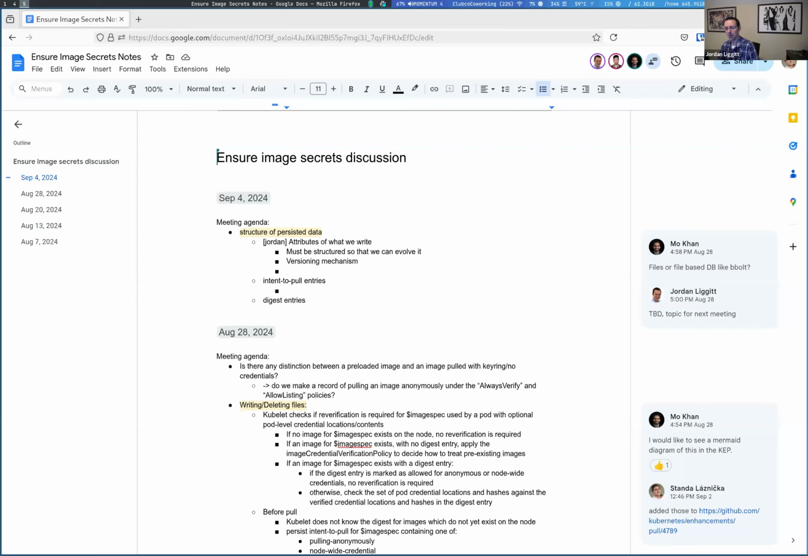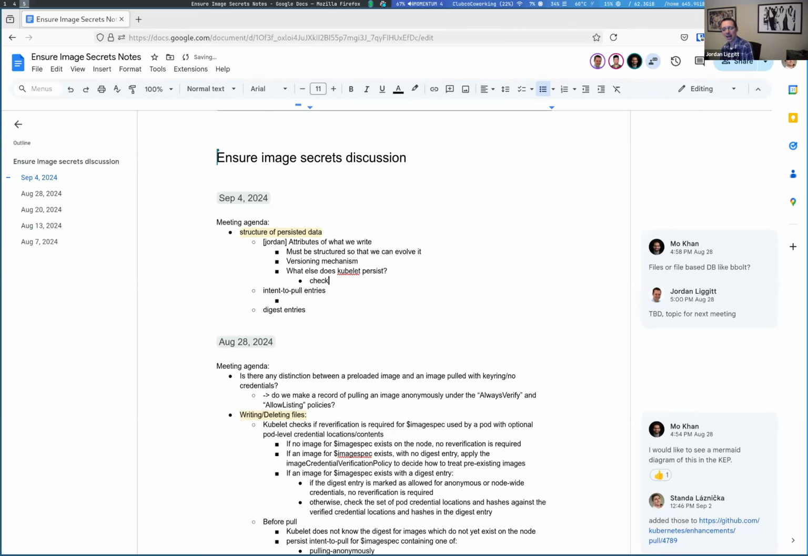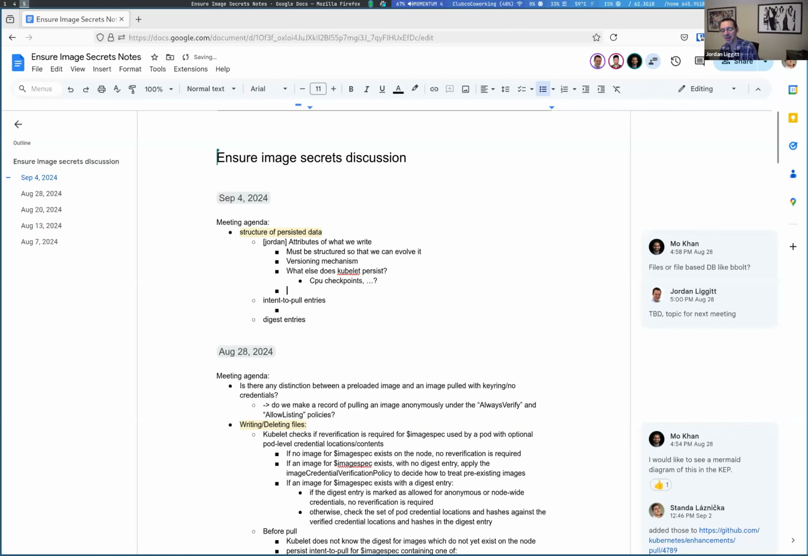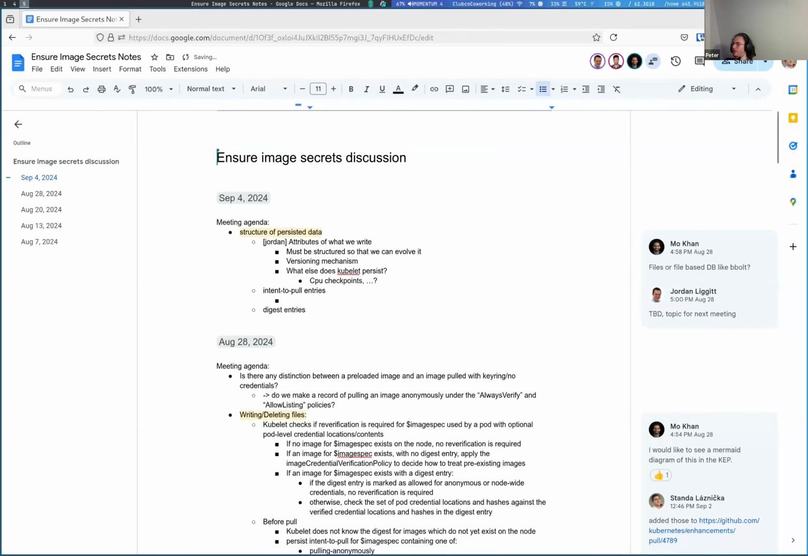I don't have a great view of other things the kubelet persists. I know it has some checkpointing kinds of things for CPU stuff, for device stuff. The CPU manager and device manager both, or the topology manager, have state files, but they're not versioned, and they have gotten bit by that in the past. So we don't have any precedent for this, but we definitely have a need for it.